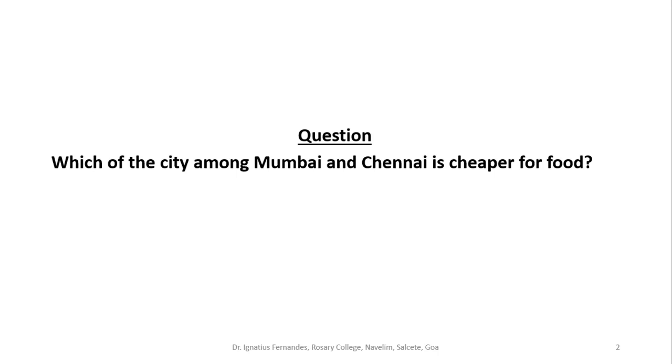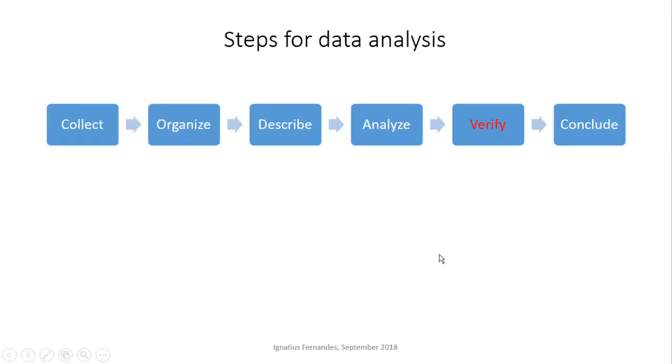So let us say this is the question that I'm looking at. Which of the cities among Mumbai and Chennai is cheaper for food? So I basically want to find out which among the two cities, Mumbai and Chennai, is cheaper. So this is the question that I am trying to answer. So it's very important that you define the question first, because all your further steps will depend on this particular question. Once you have this question, based on this question, you collect the data.